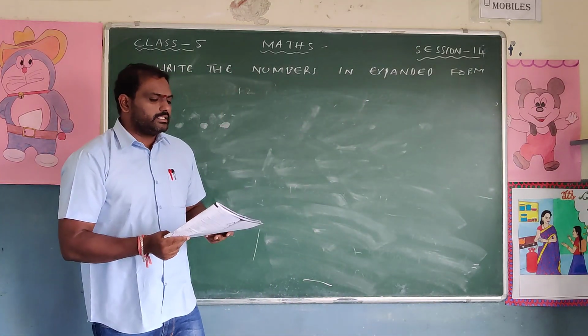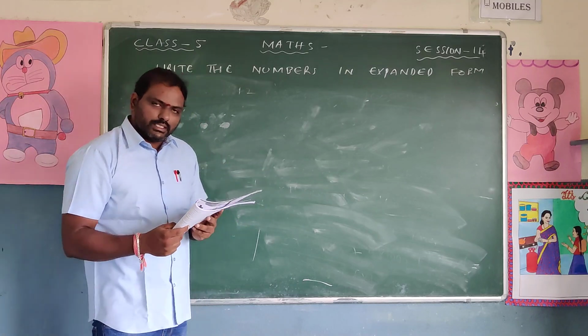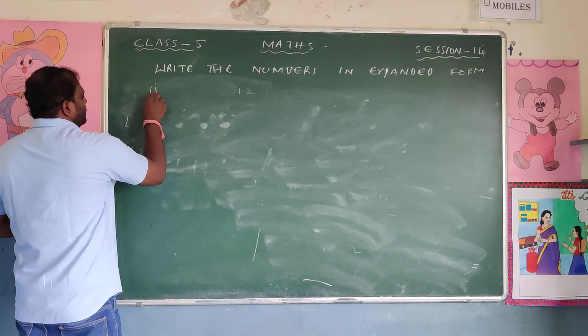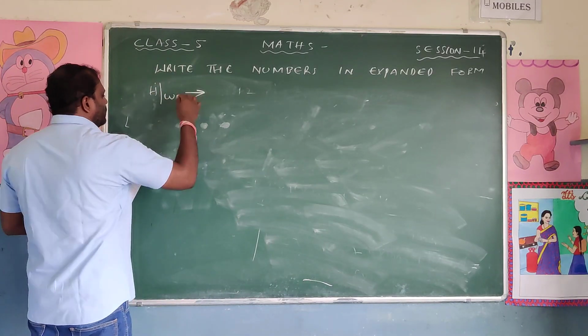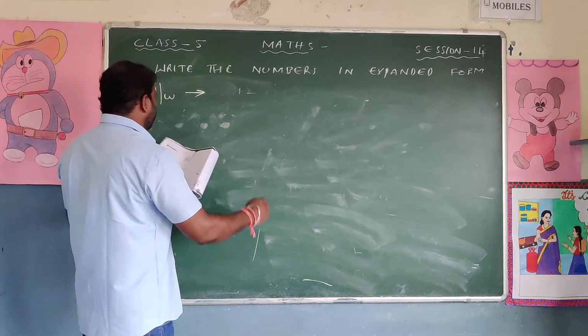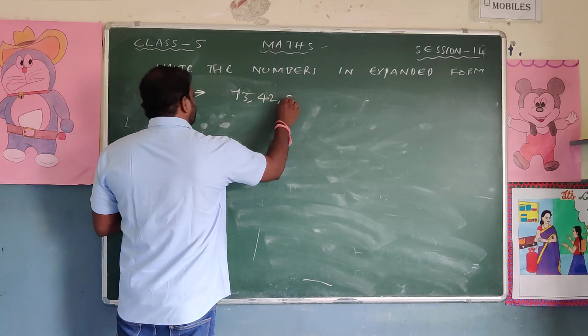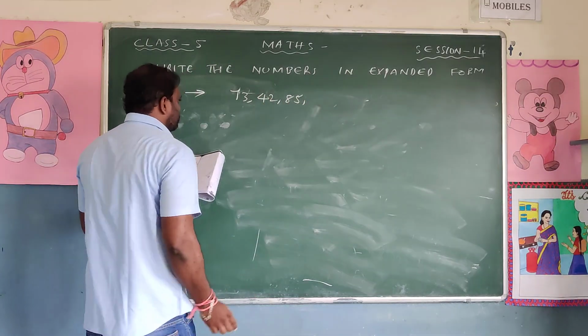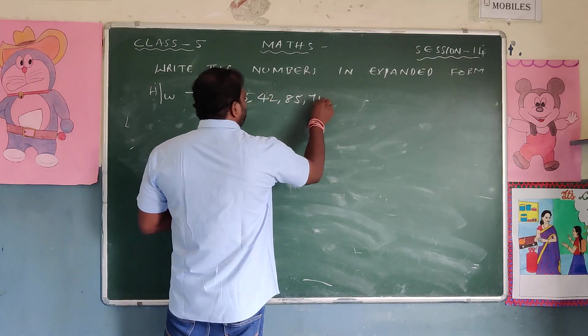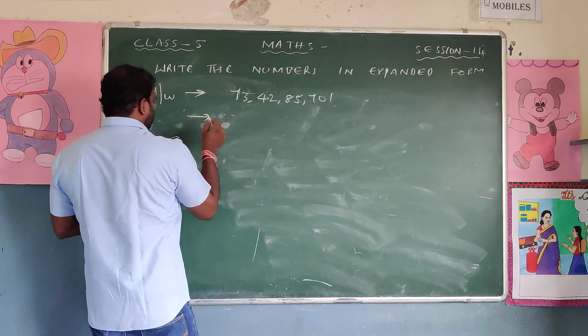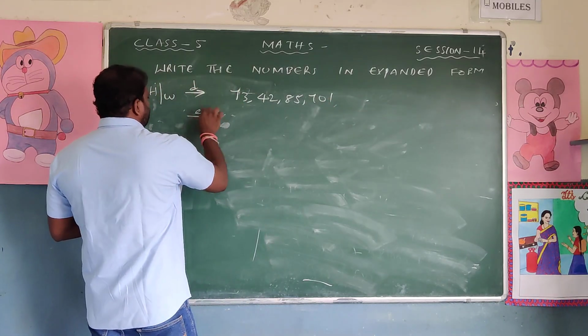Some students may say that, sir, we don't have the textbook. I will give them three sums. So homework sums. Homework is write the numbers in expanded form. Same 73 crores 42,000 42 lakhs 85,701. First one. That is, this is D.